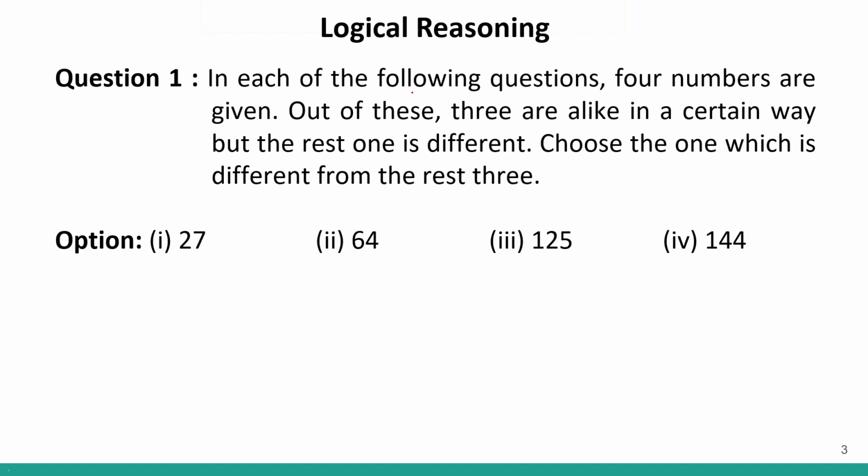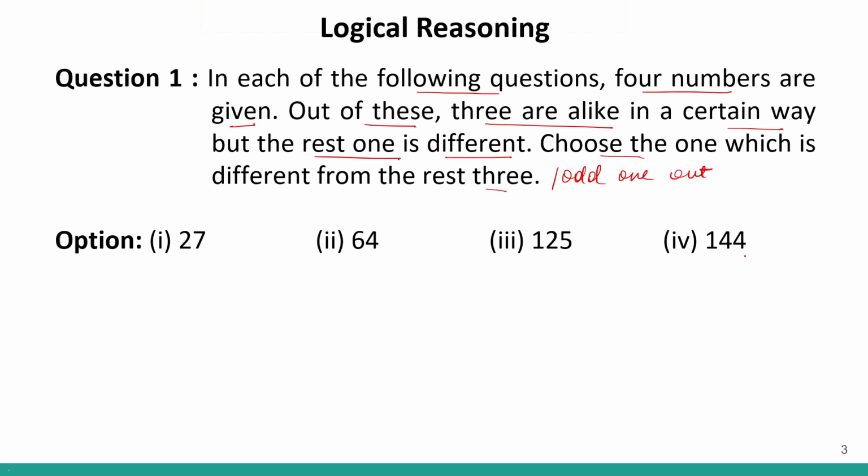In each of the following questions, 4 numbers are given. Out of these, 3 are alike in a certain way, but the remaining one is different. So basically 4 options are given, and one of them is different using a logic. First we have to identify that logic and then choose the one which is different from the rest 3. That means we have to choose the odd one out.